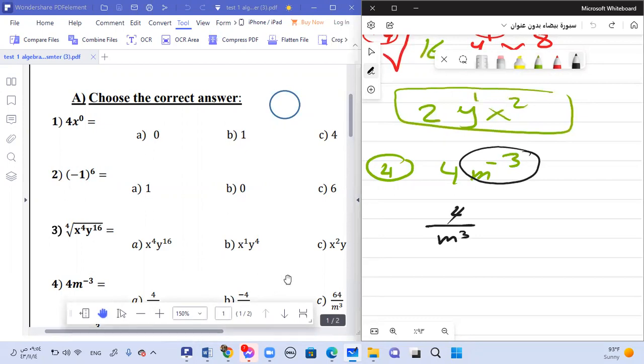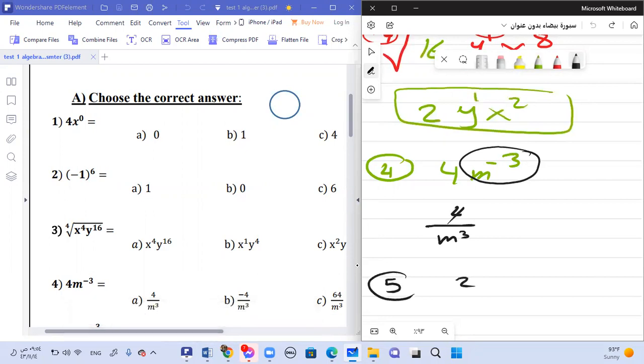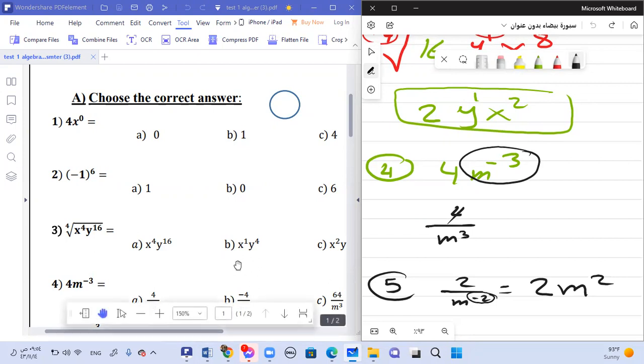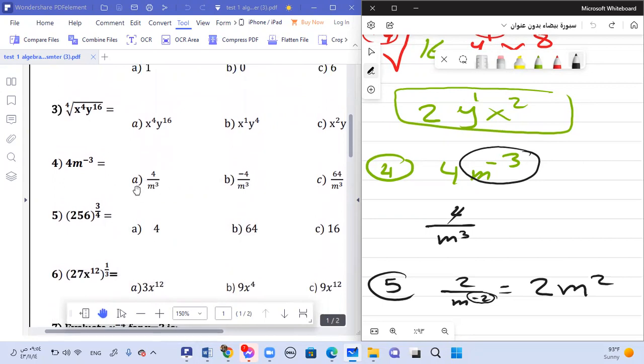Okay. If we write another exercise, number 5, for example 2 over m power of negative 2, the 2 stays as it is. I have m power of negative 2 down, so go up. Okay? No, multiple choices. Okay, right like this way.